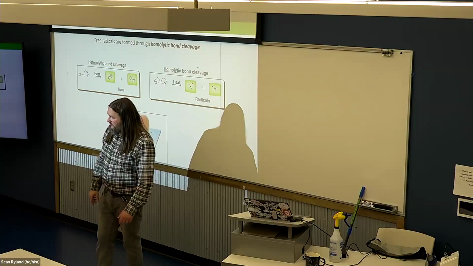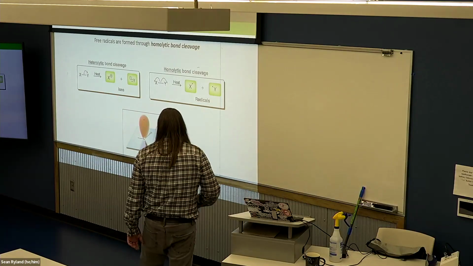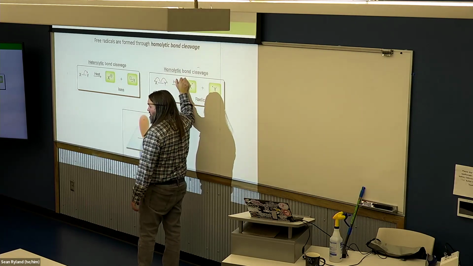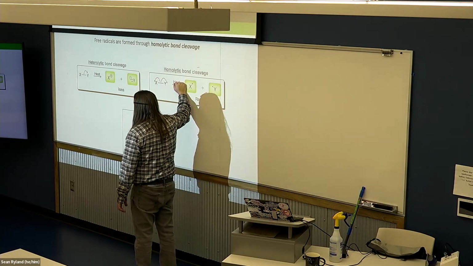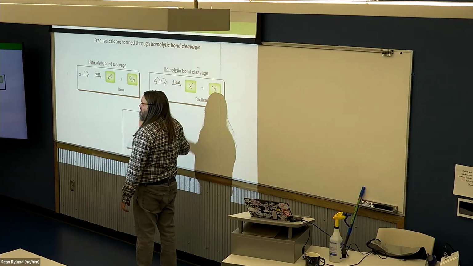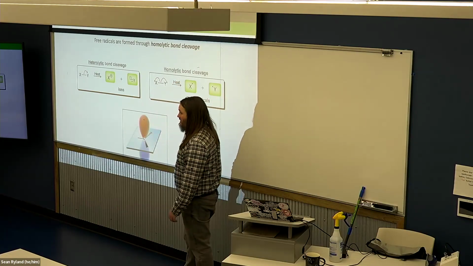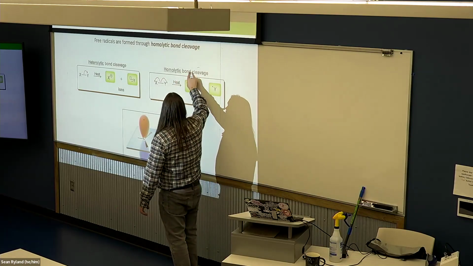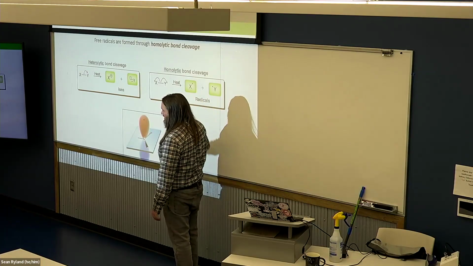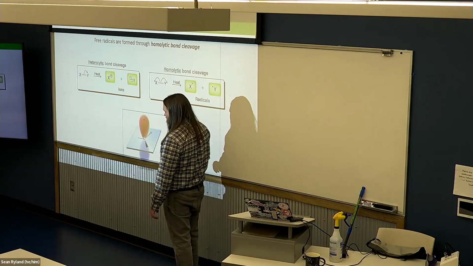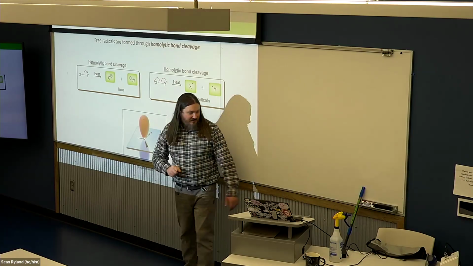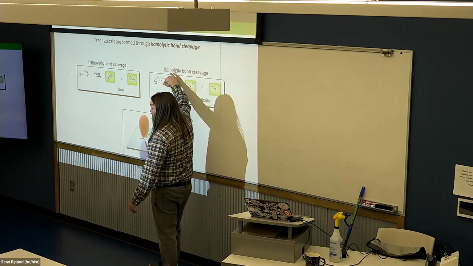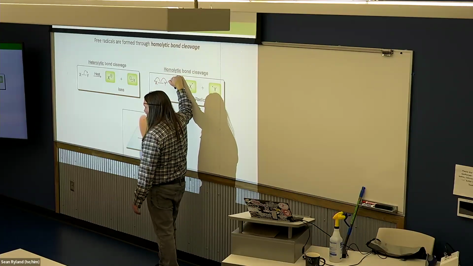You said homolytic means that it's the same? Homolytic means it's the same in both directions. This is homolytic bond cleavage, so we're breaking the bond in a homolytic way. So the same in both directions is homolytic. Homo means the same, lytic means splitting.